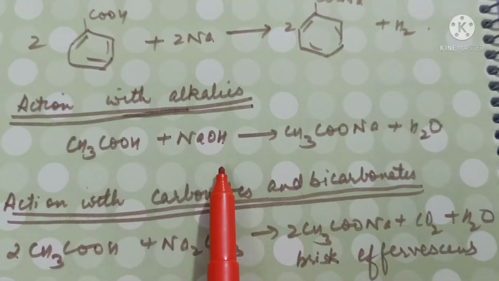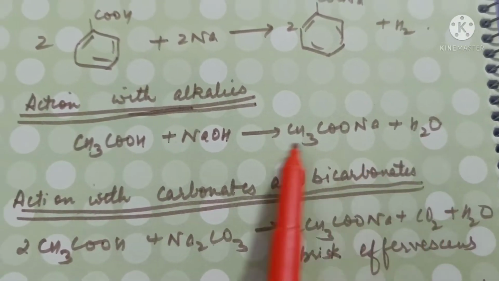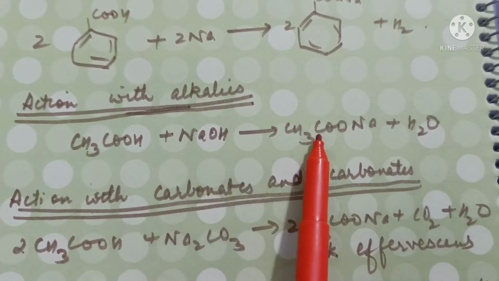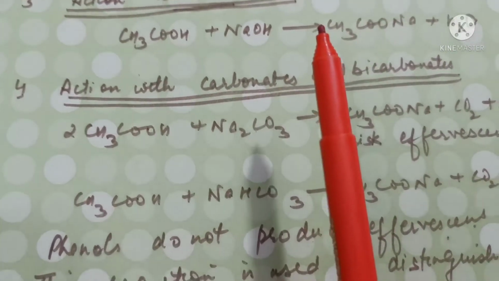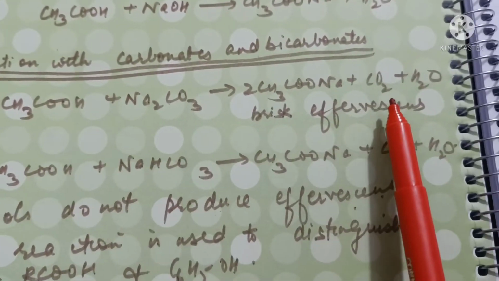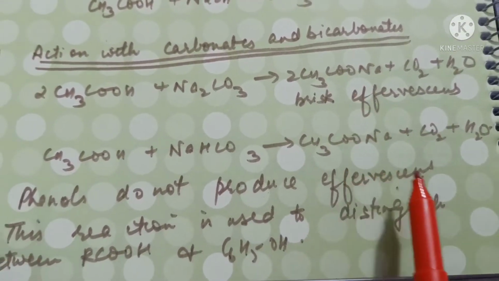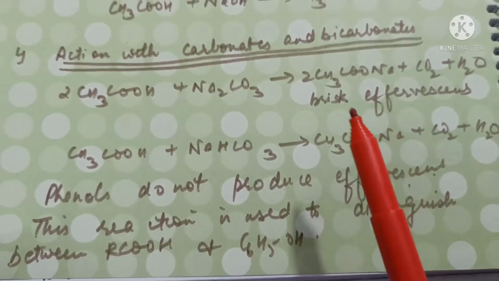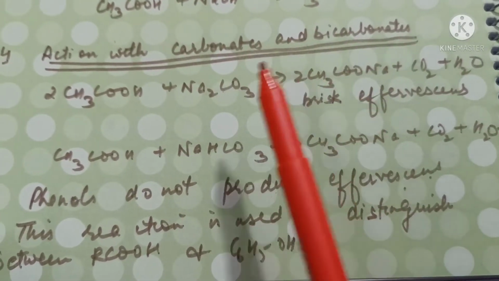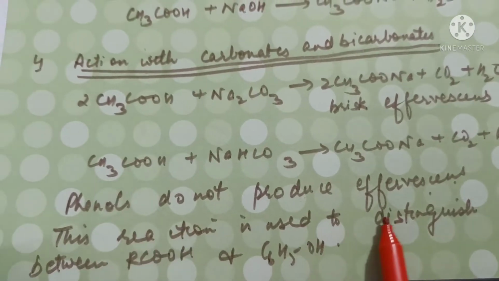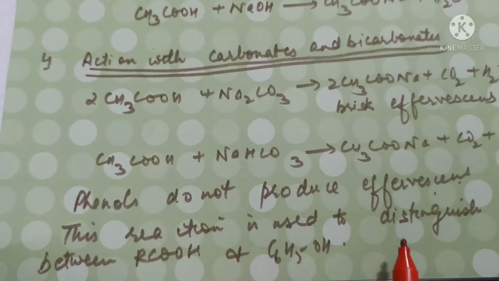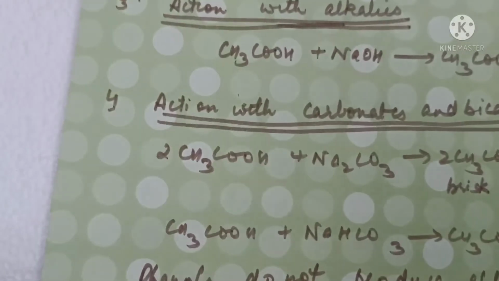They react with alkalis to form salt and water. Acetic acid plus sodium hydroxide will form sodium acetate plus water. They react with carbonates and bicarbonates, liberating carbon dioxide with brisk effervescence. Brisk effervescence is produced with carboxylic acids and not with phenols. This reaction is used to distinguish between carboxylic acids and phenols.